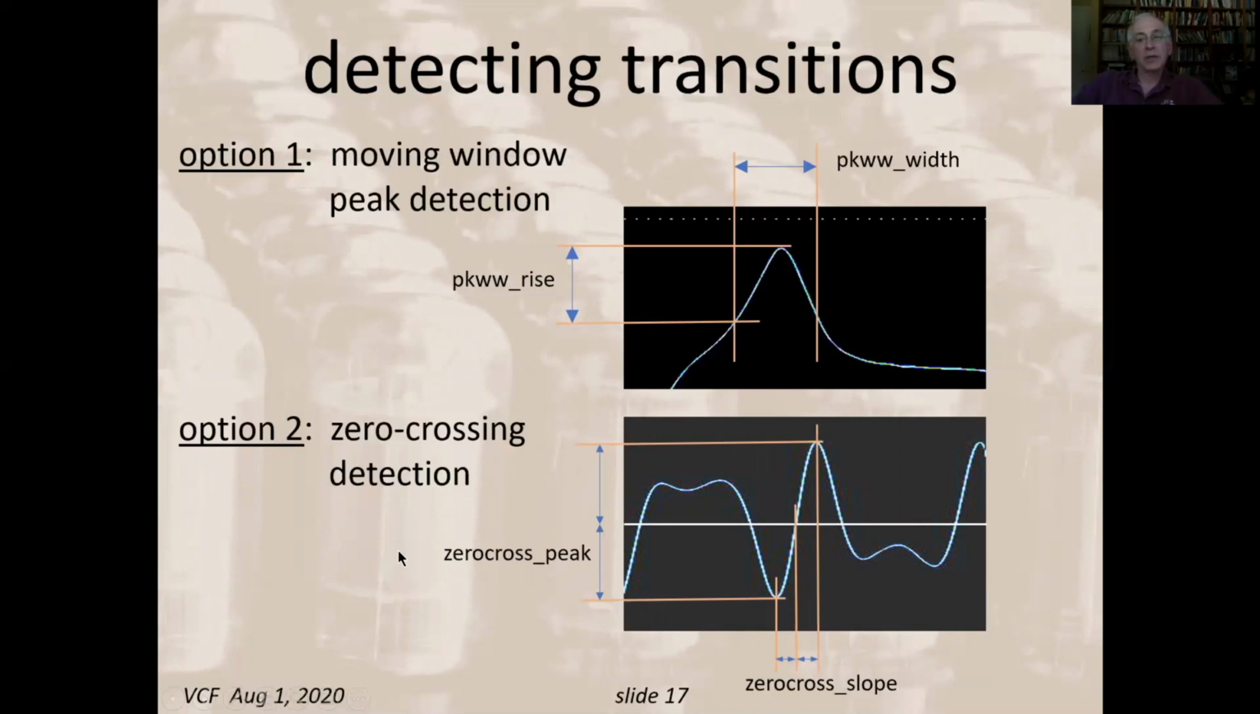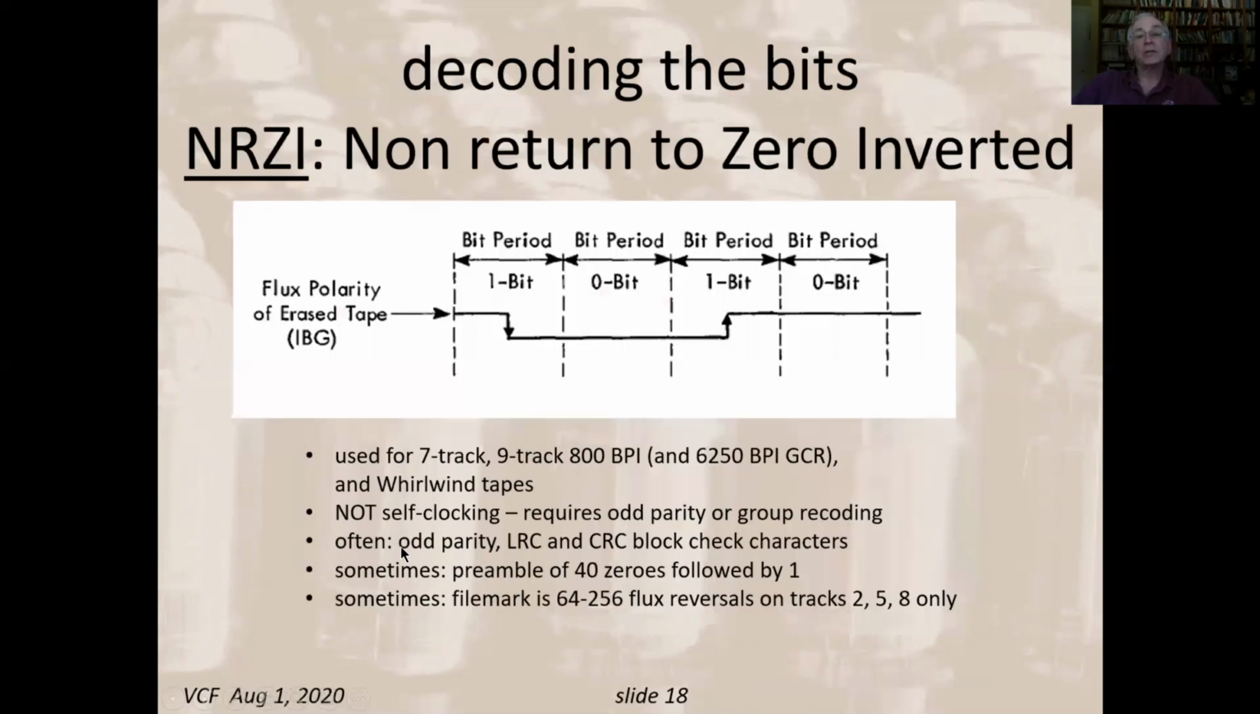data bit. So once you've detected the peaks, you need to create the bits, and there are lots of different ways to do that. One of the earliest ones is NRZI, non-return to zero inverted, where a 1-bit is a transition in the middle of a hypothetical bit period, and a 0-bit is no transition in that bit period. This was used for almost all 7-track tapes, for 800 BPI 9-track tapes, for Whirlwind tapes. One of its problems is that it's not self-clocking.